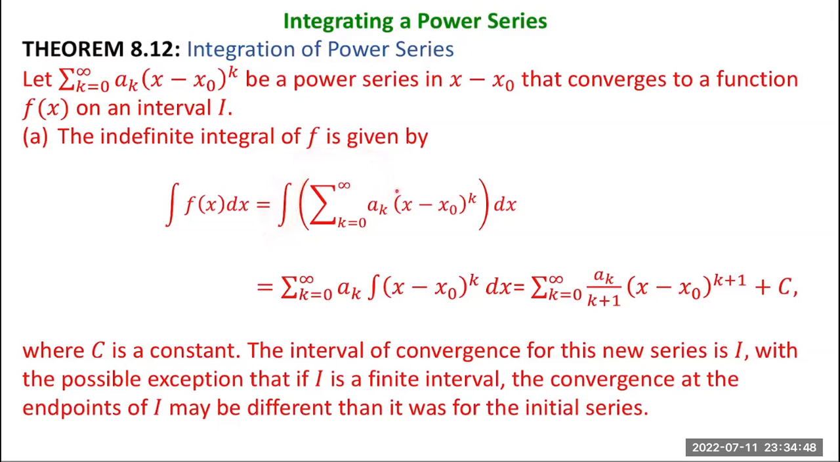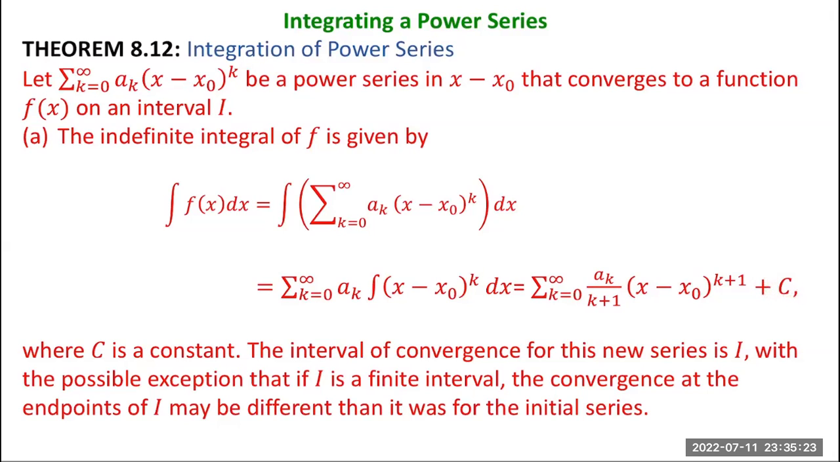I'm going to send that integration sign all the way up to here because this a_k is a constant, so it can stay outside. So the integration sign comes here. That's what it tells you. And in fact, if you integrate this with respect to x, this is what you get: (x minus x_0) to the power k plus 1 divided by k plus 1. That is the integration of (x minus x_0) to the power k, plus an integration constant. Remember, when you do the indefinite integral, you have to put an integration constant. That's what this constant is about.